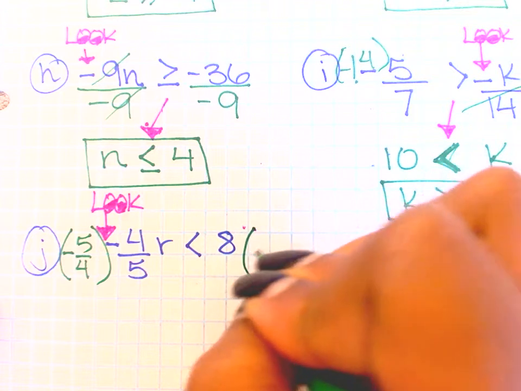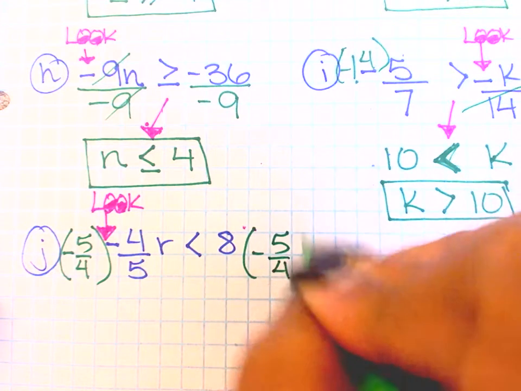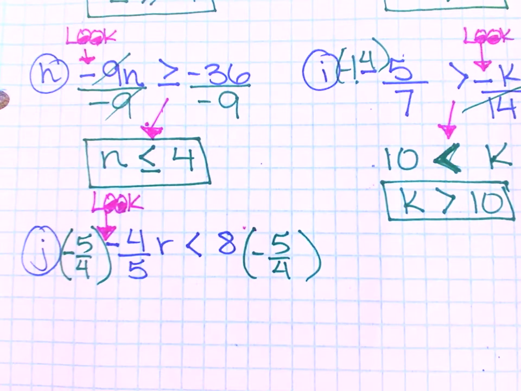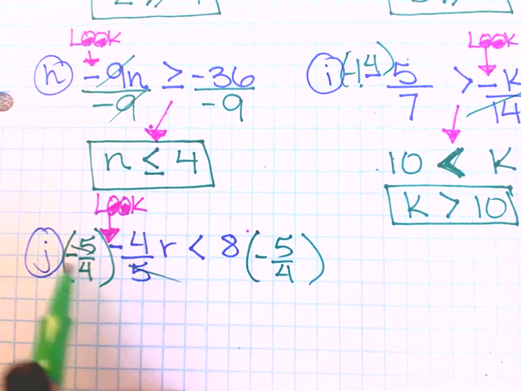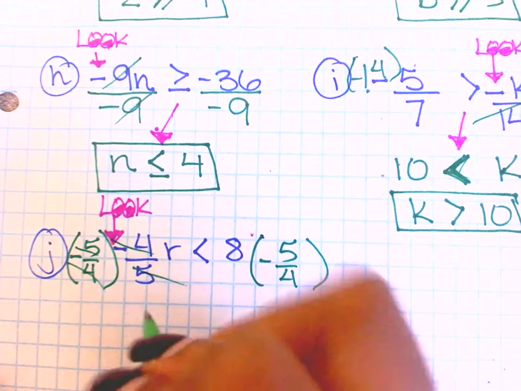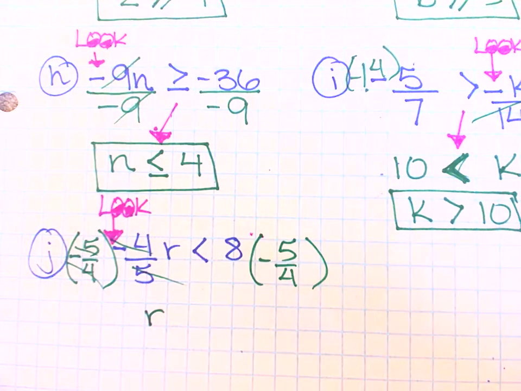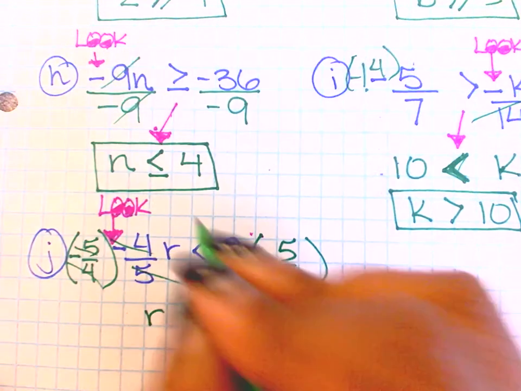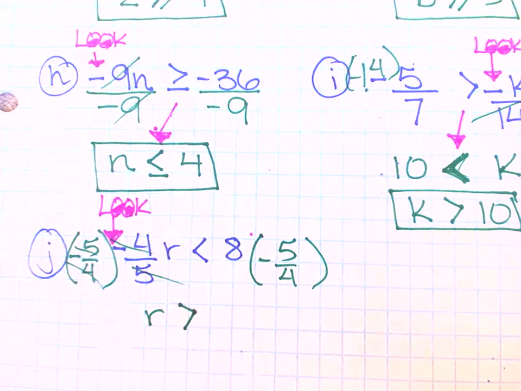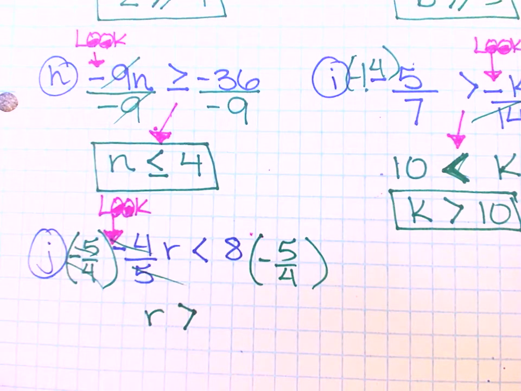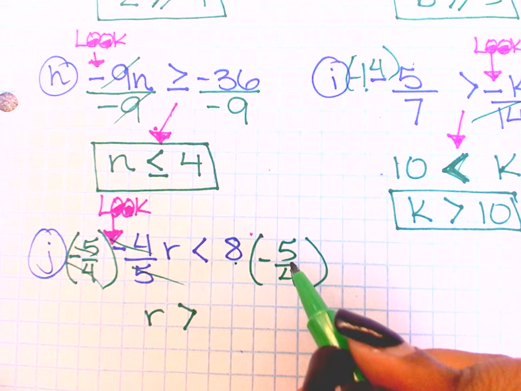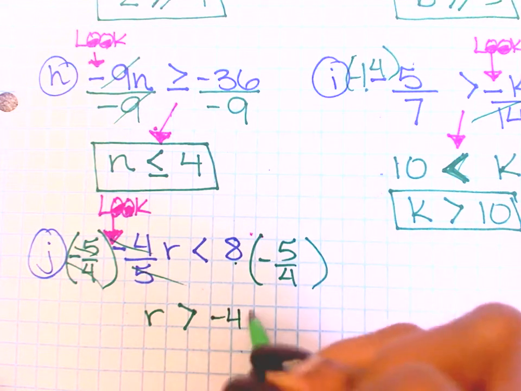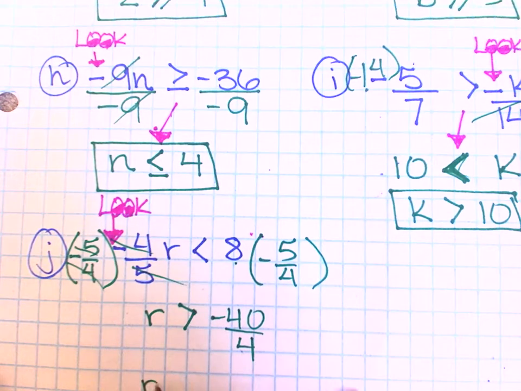I do the same thing to the other side. Negative 5 over 4. You flip. Multiply by its reciprocal. So 5 goes into 5 once, 5 goes into 5 once, 4 goes into 4 once, 4 goes into 4 once. So I'm left with r. I know my sign changes. 8 times negative 5 is negative 40. Negative 40 over 4. R is greater than negative 10.